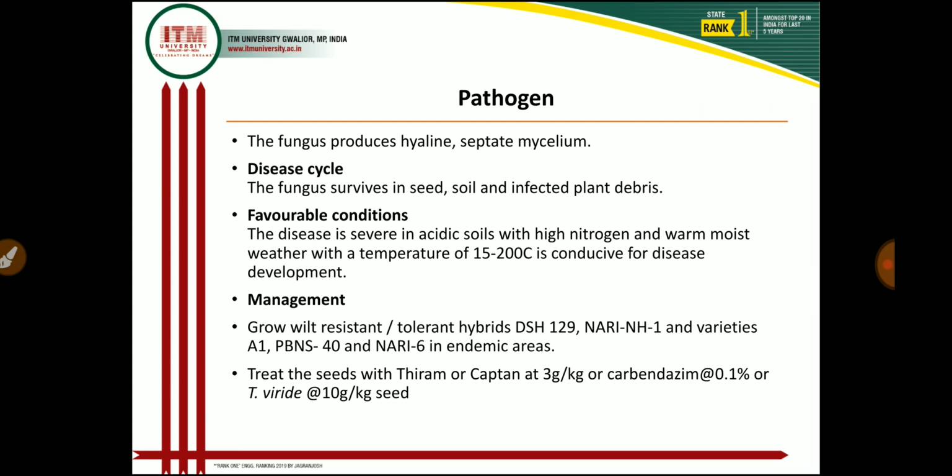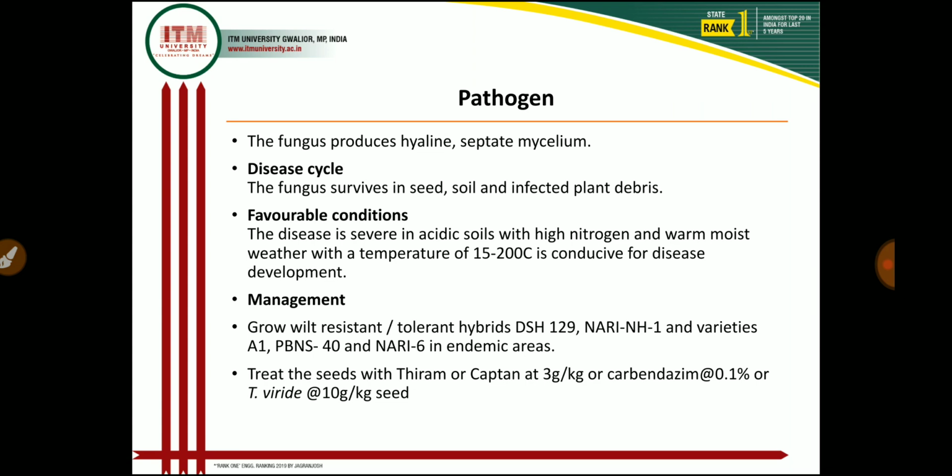The microconidia are hyaline, small, elliptical or curved, single celled or two celled, and the macroconidia are hyaline, thin walled, linear, curved or fusoid, pointed at both ends with 3 to 4 septa. The fungus also produces thick walled chlamydospores, spherical or oval, terminal or intercalary. So these are the pathogen characteristics of the Fusarium.